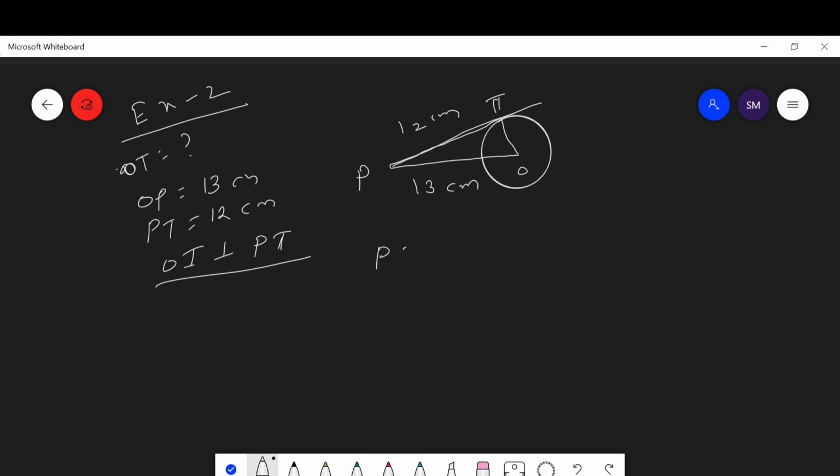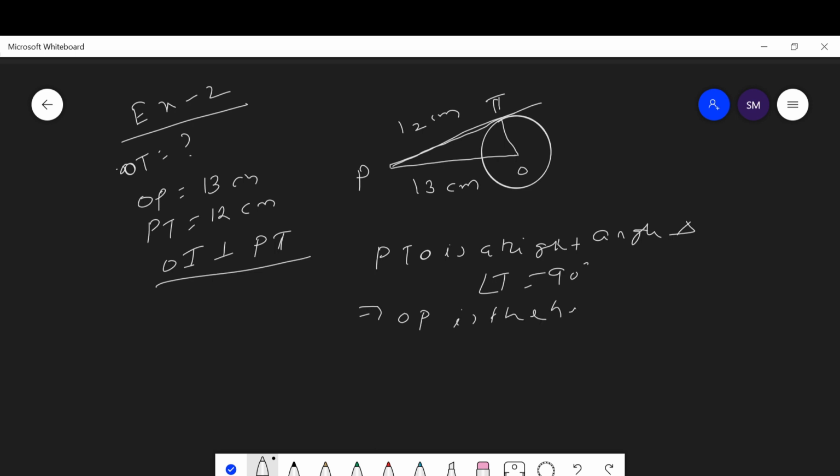This means PTO is a right angle triangle where T is the right angle. This shows that OP is the hypotenuse. Then by the Pythagoras theorem, as we know that h square is equal to p square plus b square.